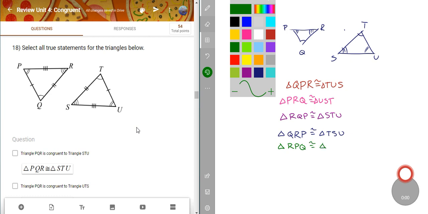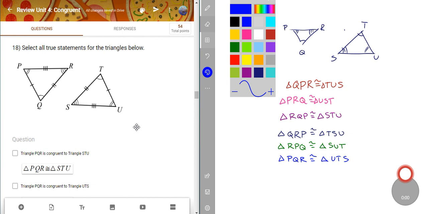And S-U-T, and lastly P-Q-R with U-T-S. Okay, and I think that's actually all 6 possible congruency statements.